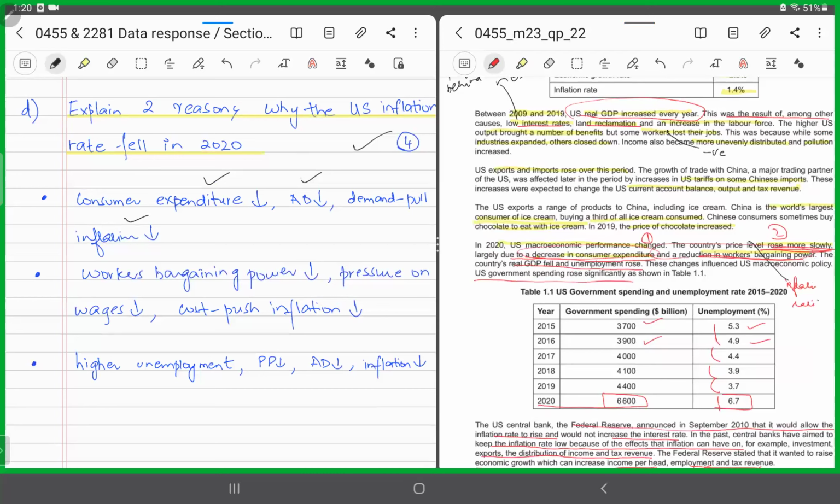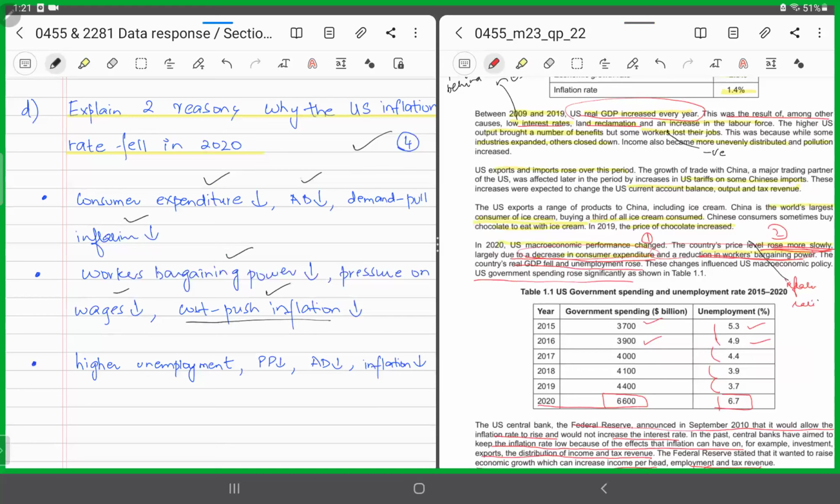You can also say that the workers' bargaining power fell. That means what? That means the pressure that was on wages fell. So you can link it to cost push inflation. This means that since the workers' bargaining power fell, there was less pressure on wages. So the workers could not pressurize the employers to give a rise in their wages. So as a result, the firms did not experience a rise in their cost of production. So as a result, there was a fall in cost push inflation, right?